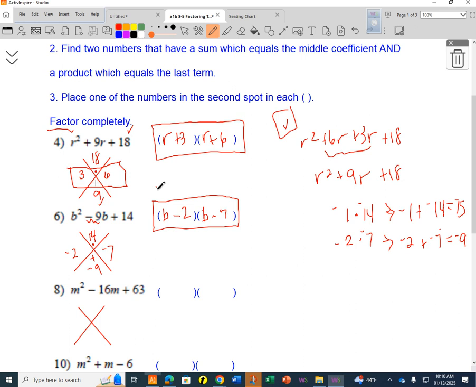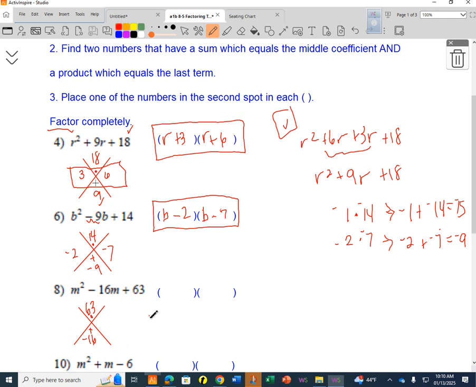Any questions? All right, so let's do the next one. What's going to go to the top of our x here? 63. What's going to go to the bottom of our x? Negative 16. Good. So this is the product. This is the sum. So look at our factors of 63. What are our factors of 63 that, if we add them together, you get negative 16?